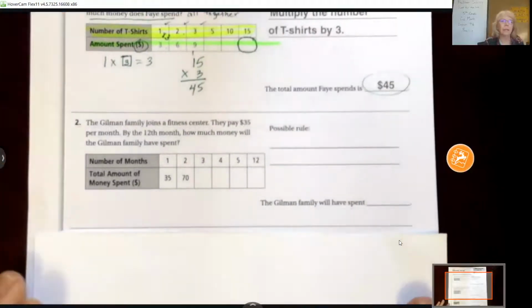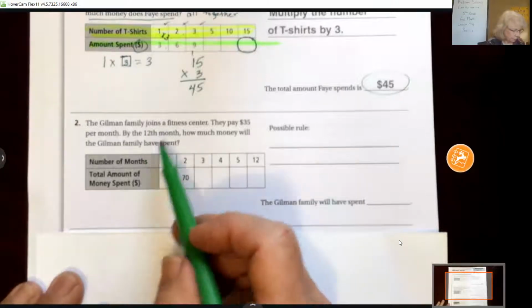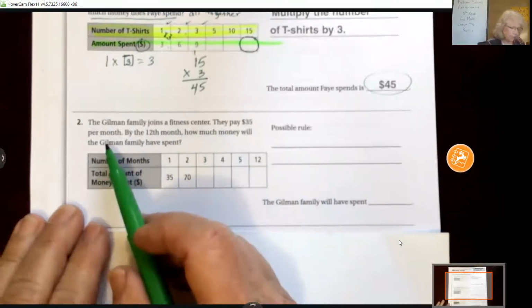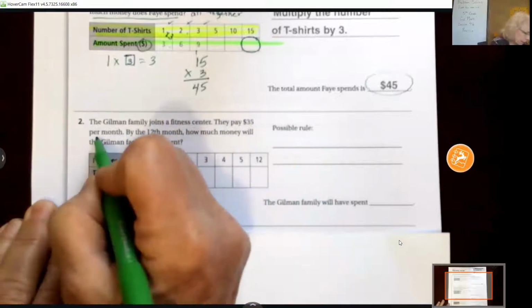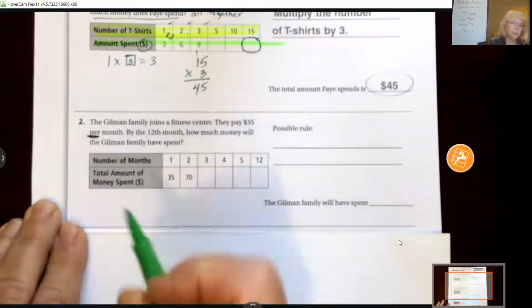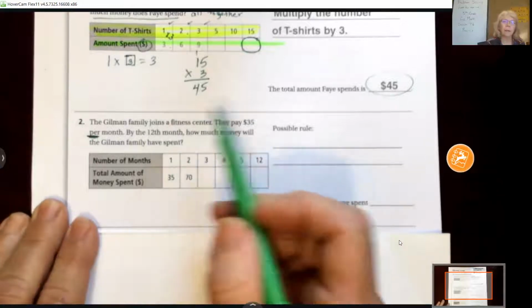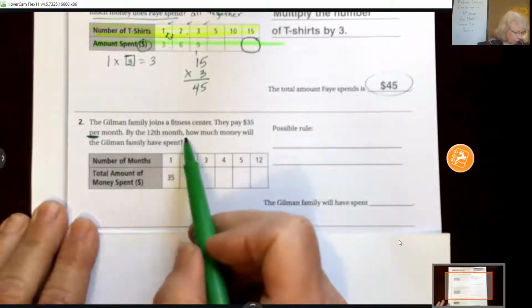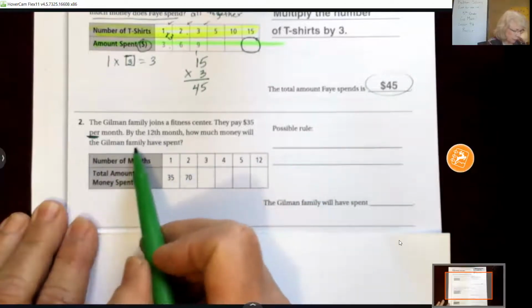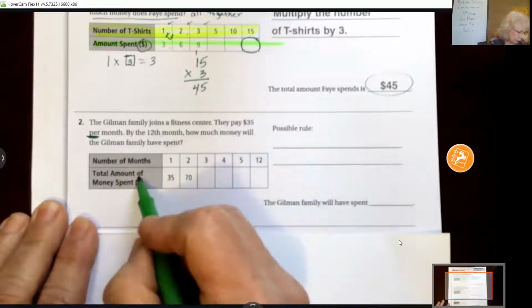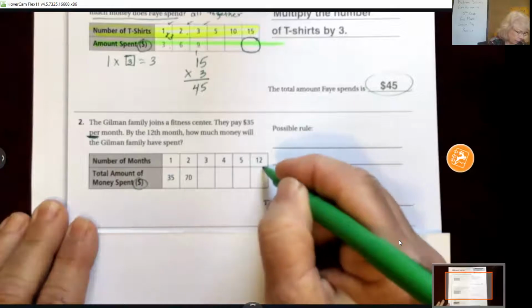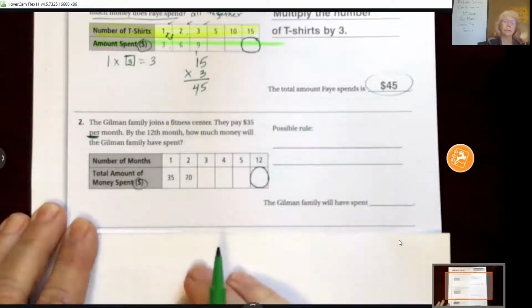Okay, so let's go on to do one where they don't give us the answer. Here we go. The Gilman family joins a fitness center. They pay $35 per month. That per is an important word there. So that means each month they're paying $35. By the 12th month, how much money will the Gilman family have spent? So we're talking about dollars, and we're looking at the 12th month, which is over here.